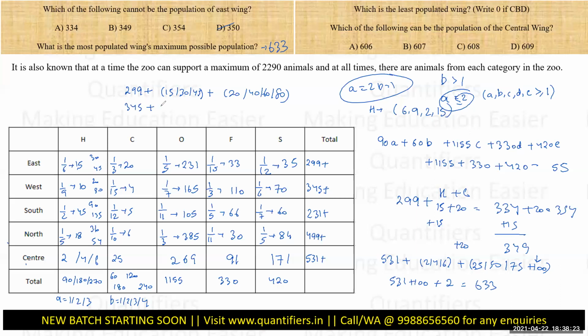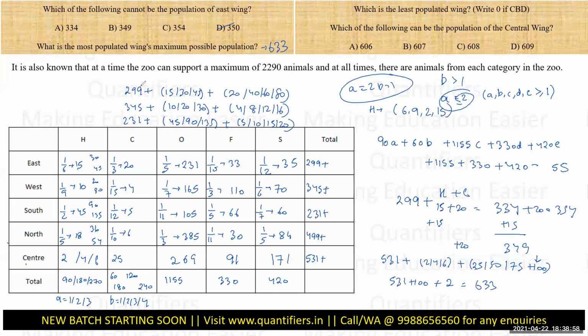345 plus 10, 20, 30 plus 4, 8, 12, and 16. While south is 231 plus 45, 90, 135 plus 5, 10, 15, and 20. These are the possible values for the minimum three that I can observe.